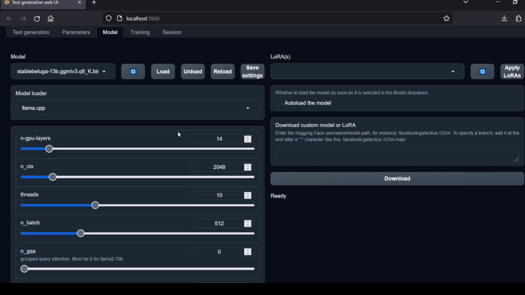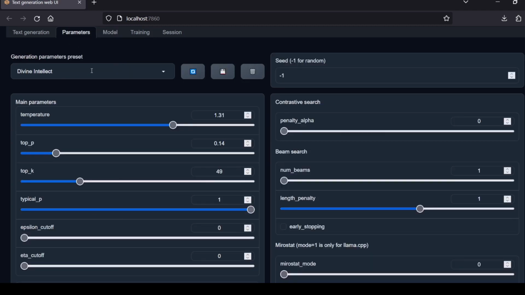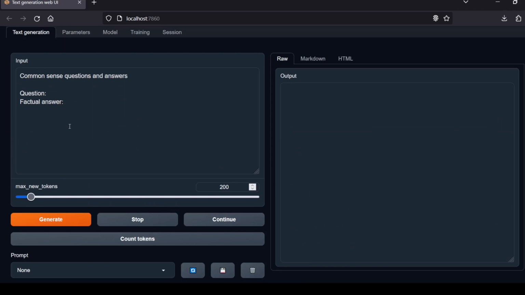The first step is to load the StableBeluga model. For this benchmark testing, we'll be using the Llama Precise parameters, setting with a default context length of 2048, ensuring that we get the best possible responses from the model.